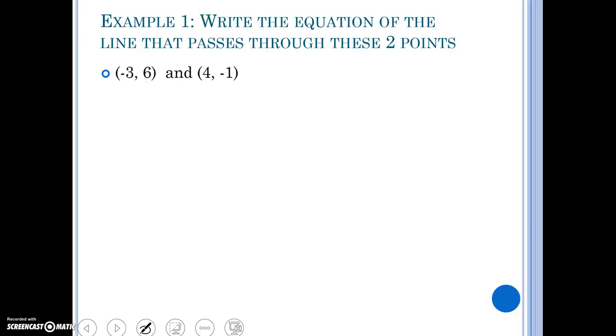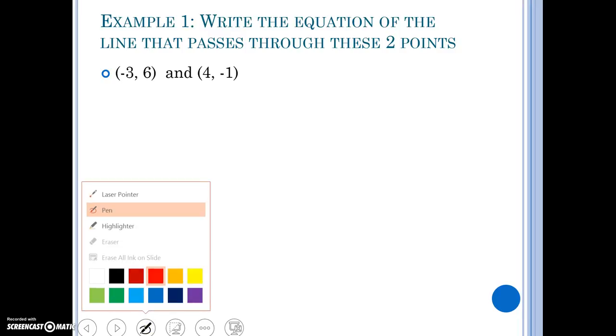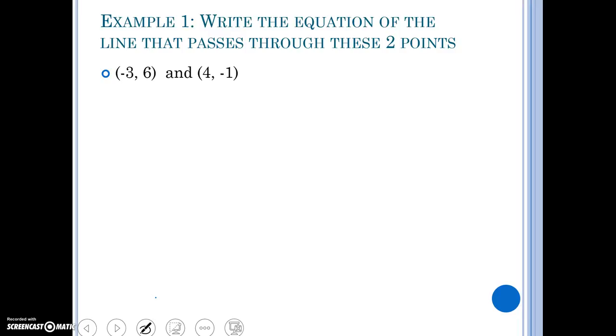Alright, so let's do an example. We're not going to go through an entire example in this video. We'll actually finish them in class tomorrow, but I'm at least going to get you started, and then we'll talk about how to do the rest of it tomorrow. So our first thing we have to do is find the slope. So again, our slope is y2 minus y1 divided by x2 minus x1.